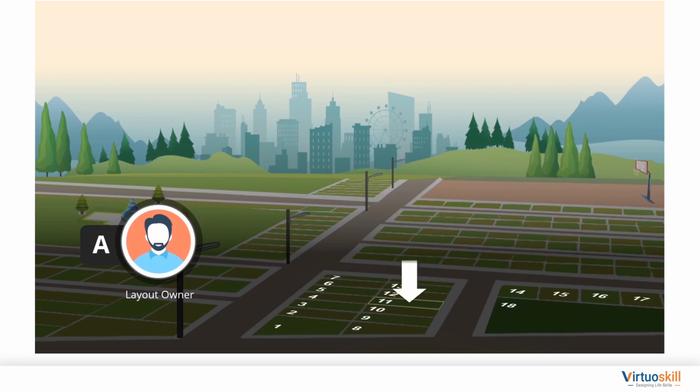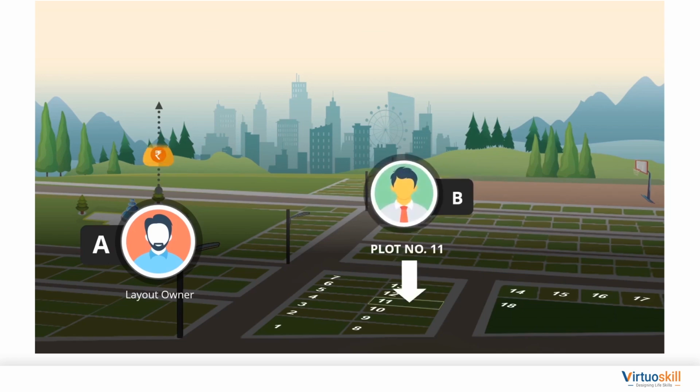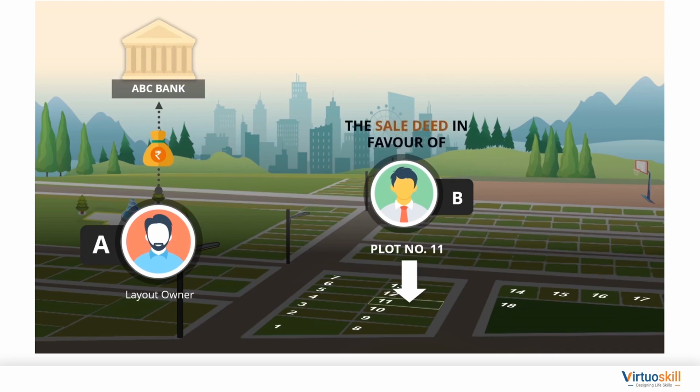Mr. A, the layout owner, sells the plot number 11 to Mr. B. Mr. B applies to ABC Bank for loan for the purchase of the plot. Loan is disbursed by ABC Bank in favor of Mr. A, the layout owner, on submission of the sale deed in favor of Mr. B for plot number 11.